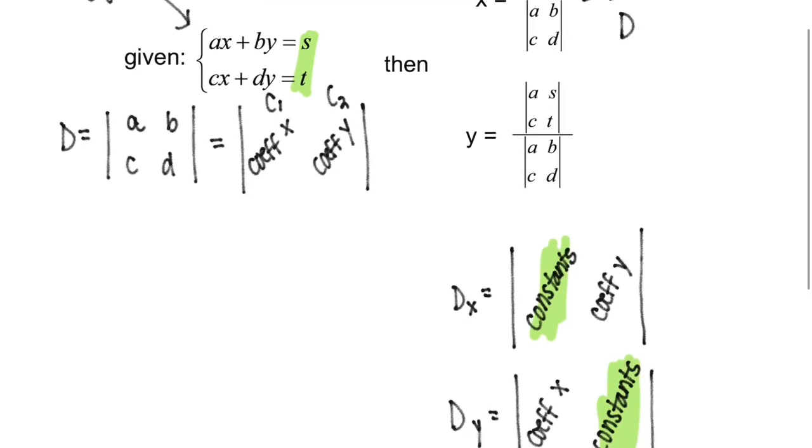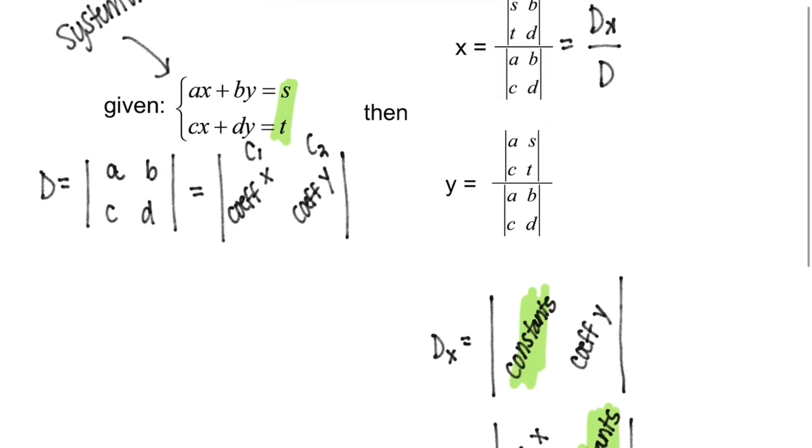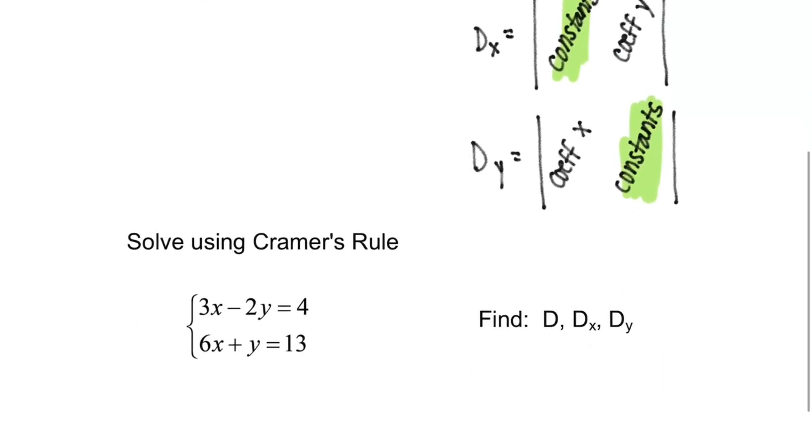Okay. x is going to equal the determinant of x divided by the determinant, and y is going to equal the determinant of y divided by the determinant. This seems very confusing, I'm sure, but it's simple. Trust me. Here we go.